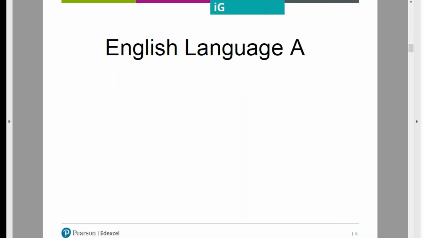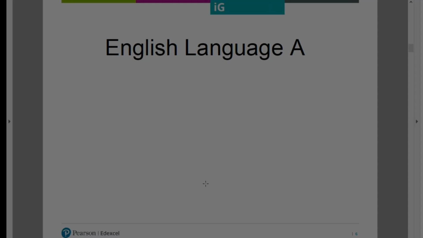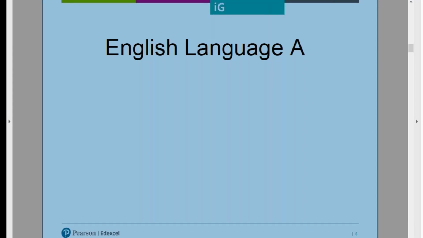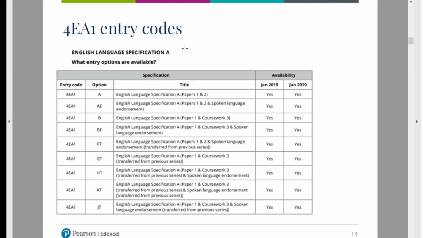Okay, on to English Language A. So in the rest of the session, I'm planning to cover things that people have been asking me about. Okay, so sorry, before we go into language, I just wanted to quickly show you the entry codes.